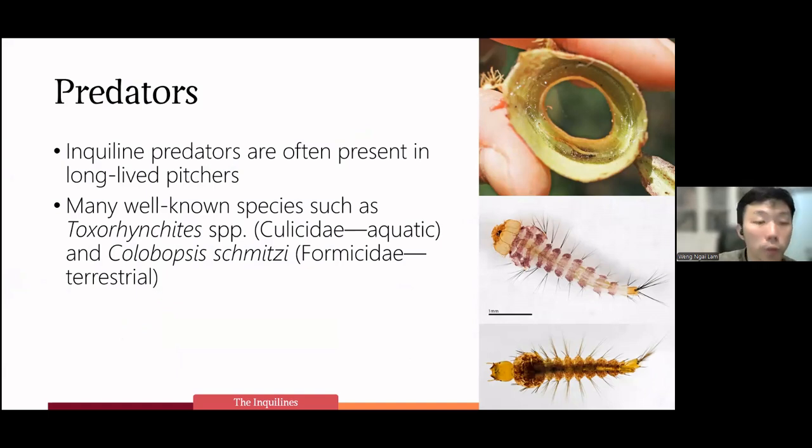And you get many well-known species like Toxorhynchites, which is what you call the elephant mosquito. And these are aquatic. And you also get some like Colobopsis saundersi, which is the ant, which is terrestrial. It doesn't actually live in the fluids. I'll talk about this one later. If you look closely, you squint, you can see a worm here that is actually on a sort of spider's web. This is actually a terrestrial inquiline predator, which is really cool. I'll share a bit more about it later.